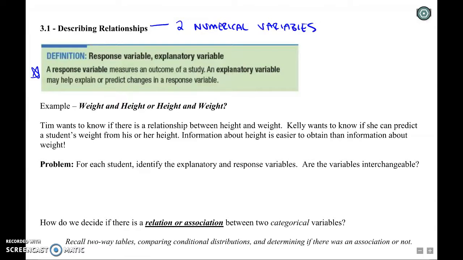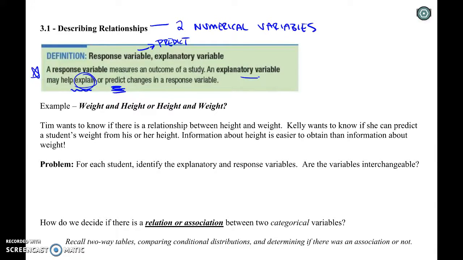A response variable is simply a variable that is the measure from the outcome of a study. And the explanatory variable is the variable that can help us explain or predict changes in the response variable. When we did chapter 4 and we're talking about experimentation, we're talking about explaining. Now we're going to use those explanatory variables to make predictions about the response variable. So the response variable is what we're going to predict. That's kind of important.